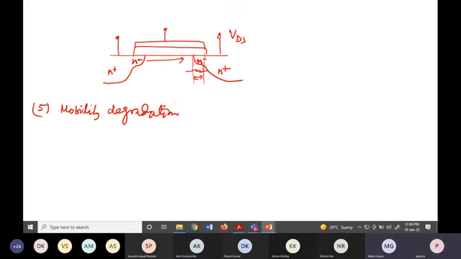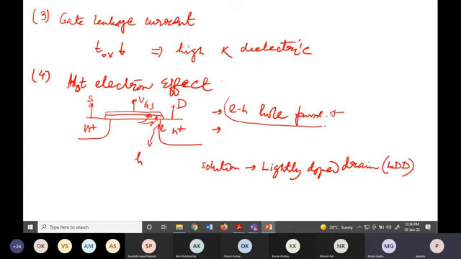Sir, how will this lightly doped region affect the vertical electric field? No, it will not affect the vertical electric field. It will basically affect the electric field between source and drain. So this will affect the electron hole pair generation. It will reduce the electron hole pair generation, that impact ionization. In other words, it will reduce the energy of the electron.